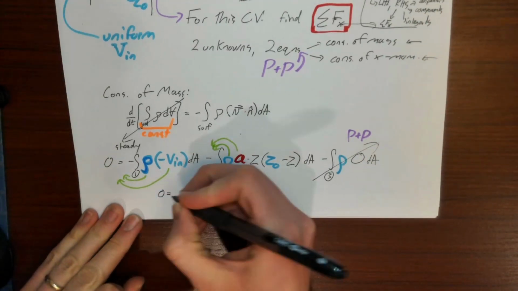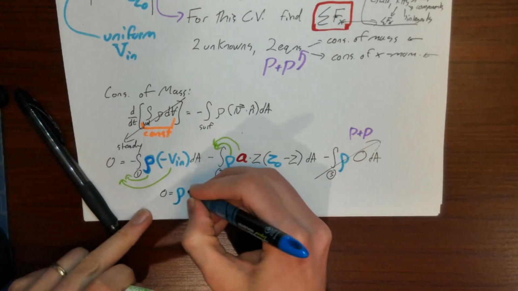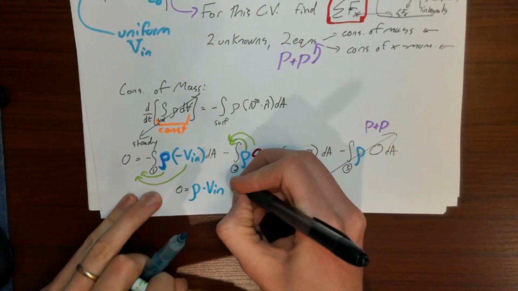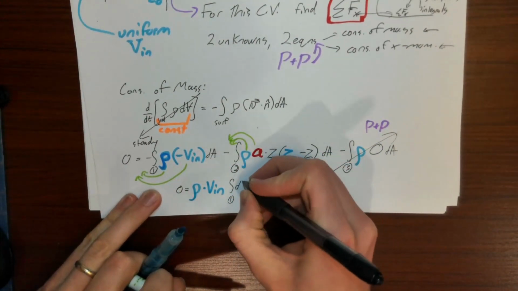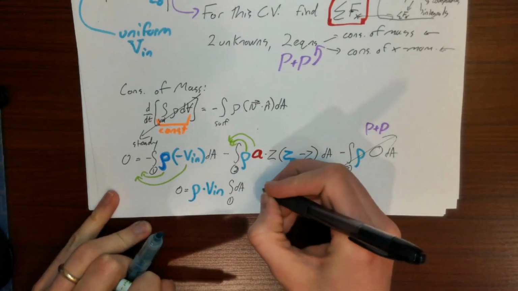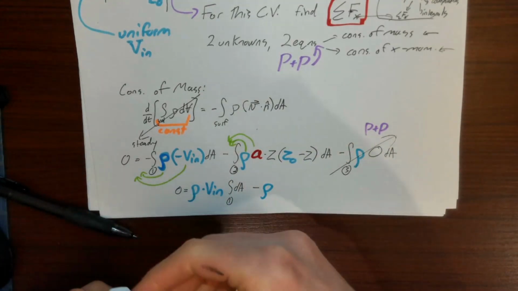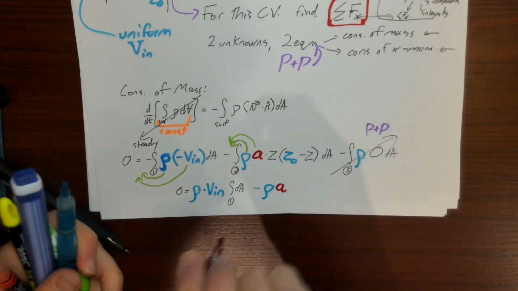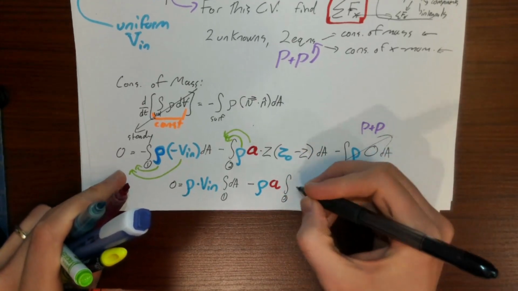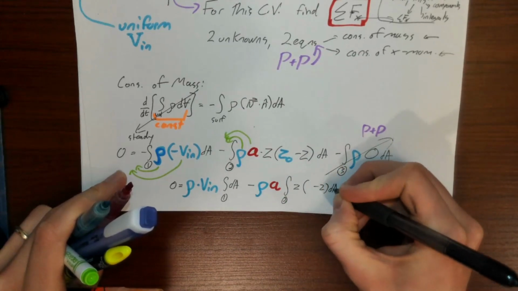So now we basically have 0 equals rho v in times the integral over surface 1 of dA. We're going to be able to simplify this in just a second. And now we have minus rho times a times the integral over surface 2 of z naught minus z dA.